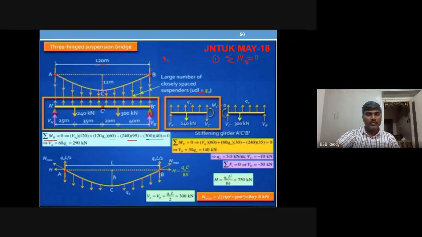Right? You see, VB dash is going to become 0. Moment from VB dash is 0 because the moment center is at B dash. So VA dash, the support reaction, the uniformly distributed load from suspenders, applied load 240, applied load 300. So you have an equation in terms of VA dash. VA dash 60 Q naught is equal to 290. So this is one equation.